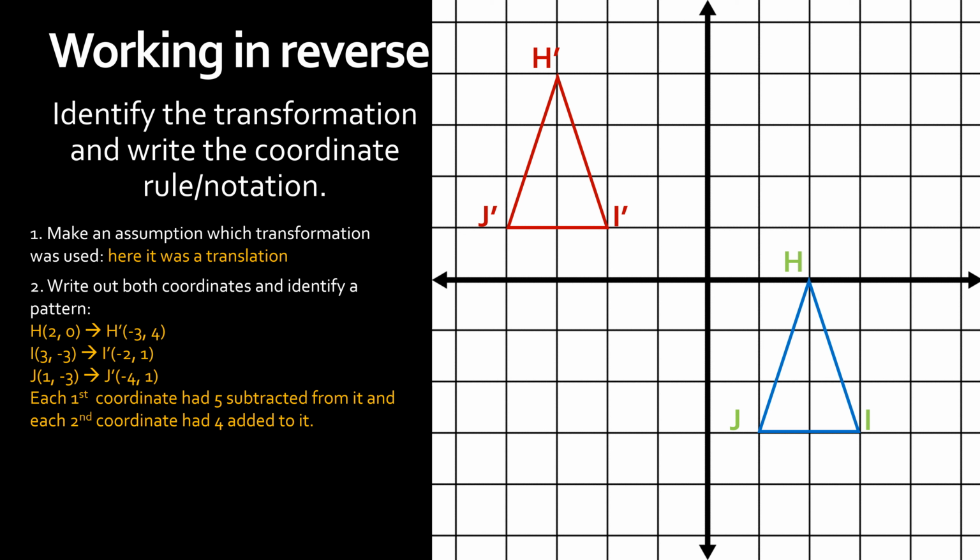And you have to remember that when you're looking for a pattern, the pattern has to be consistent for every single point. Not just 2 of the 3 points or 3 of the 4 points, but for all of the points. If they're not consistent, then obviously you need to look for another rule. So since I've identified my pattern, I can go ahead and write out my rule. We subtract 5 from each first coordinate, and we add 4 to each second coordinate.